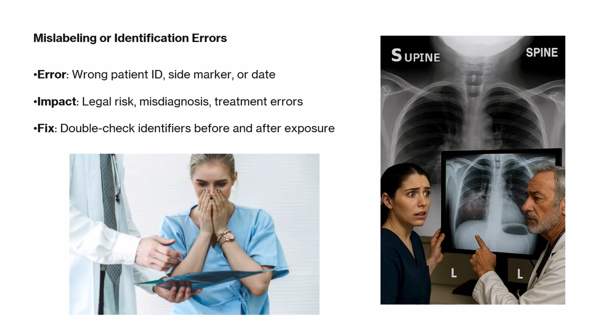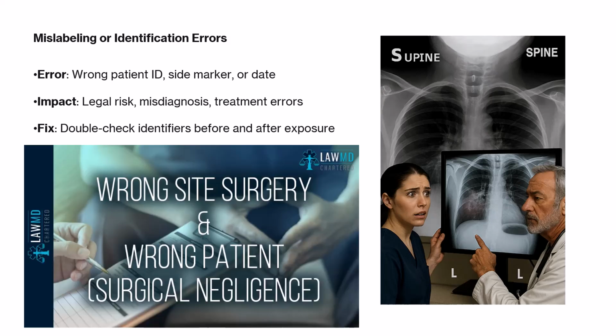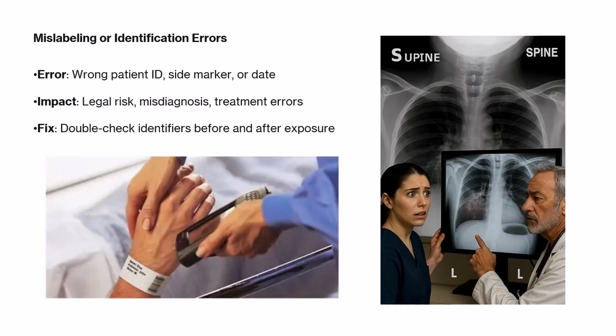Or similarly, the patient goes up for surgery and we had our side markers incorrect and they amputate the wrong leg. It sounds ridiculous, but it does happen. So the impact would be legal risk, misdiagnosis, and treatment errors. To fix this, we need to double check identifiers before and after exposure.